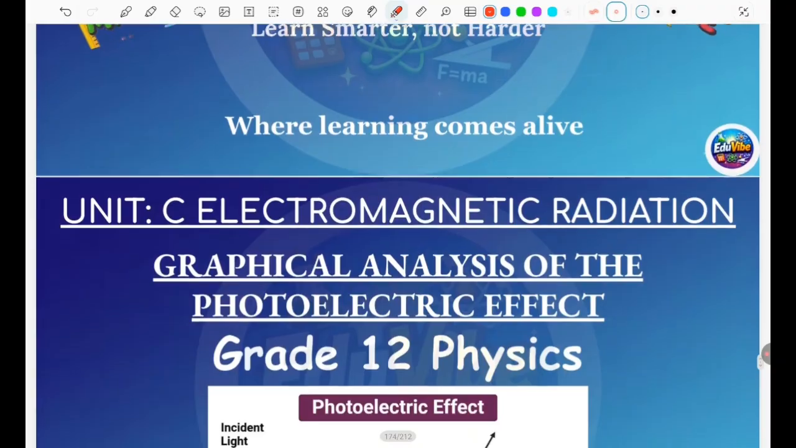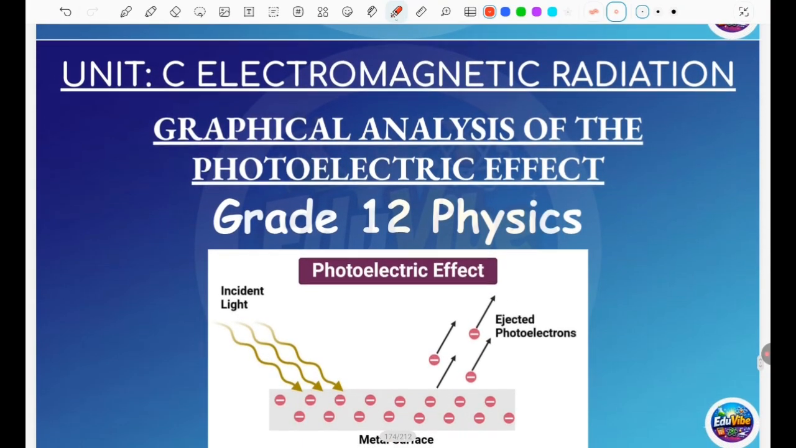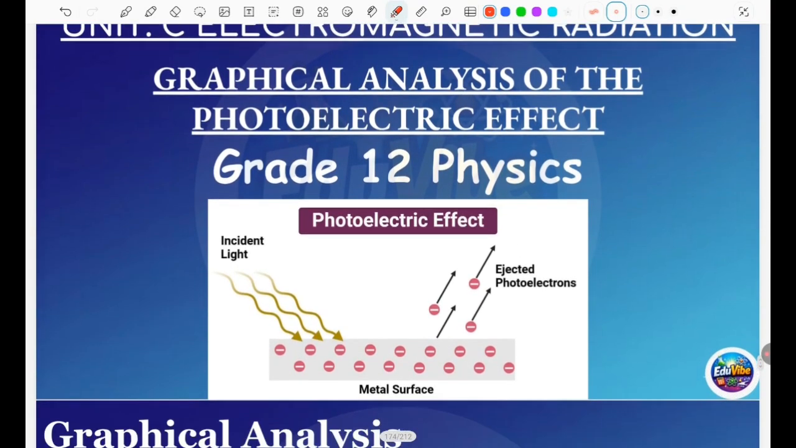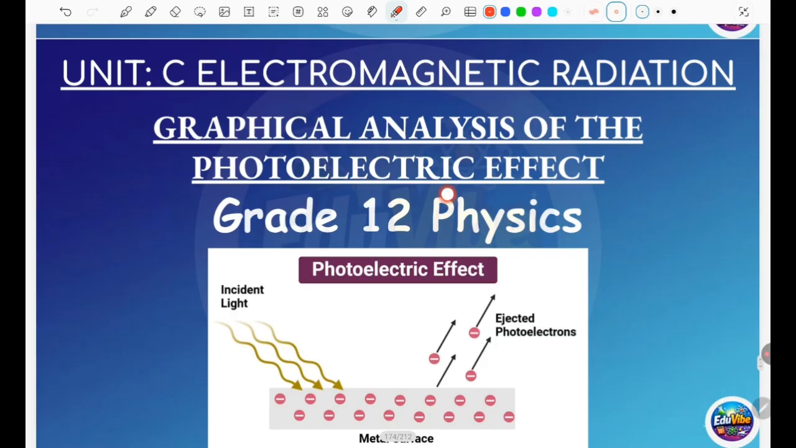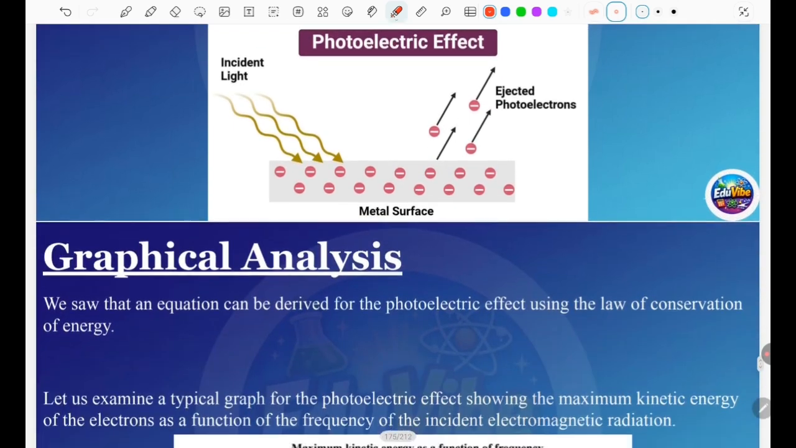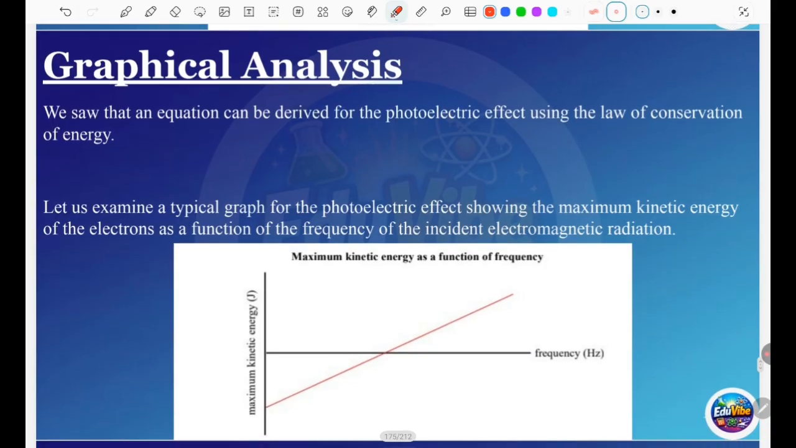In today's lesson, we're moving on to the next topic of electromagnetic radiation, which is the graphical analysis of the photoelectric effect. We did the photoelectric effect topic in the previous lesson. Today we're doing the graphical analysis, which is very important. We do two graphs which relate to the photoelectric effect, all connected to this topic. So let's move on to the first graphical analysis question.